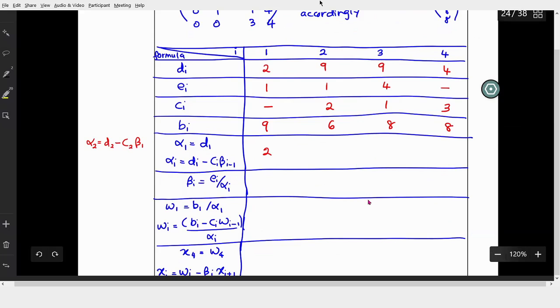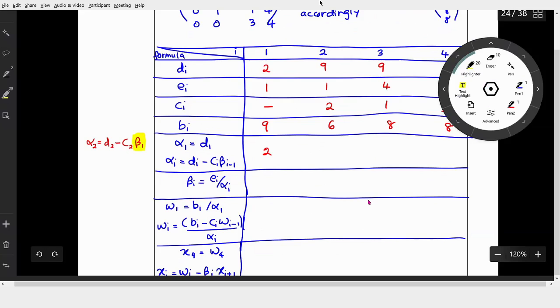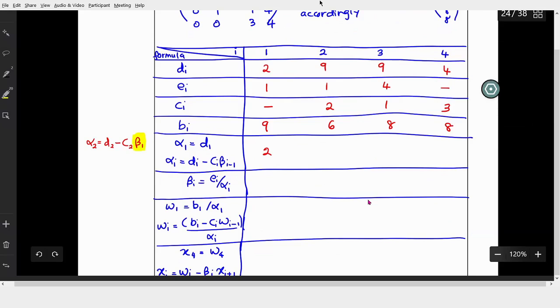Okay, so you can see you need to have the beta value first before you can compute the alpha. You don't have the beta yet. Meaning that before you can proceed with alpha 2, you need to go down here. You need to get beta 1 first, because in the formula, you need to use beta 1. What is beta 1? So look at the formula for beta 1. Beta 1 is E1 over alpha 1. So you have the value for E1, you have the value for alpha 1, so it is possible for us to get beta 1.